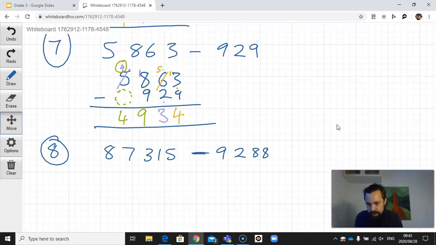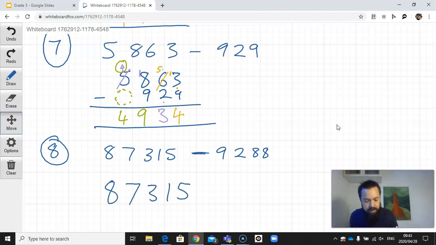Try number 8 while I lay it out. I will give you a few seconds to get going. Maybe half a minute should be enough. And you know by now that if you need longer than that, you just pause it.